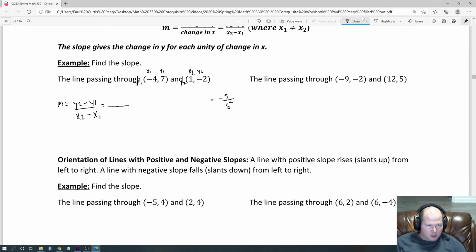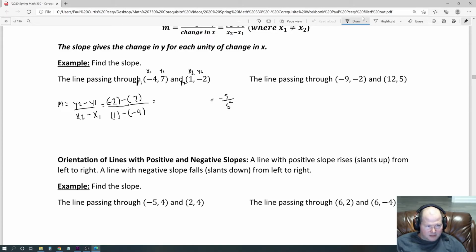Okay, so in the formula, we're looking for a y2. Well, where's my y2? It's right here. It's a -2, right? -2. And I'll put a parenthesis to represent substitution. Now, the next one I need is a y1. Where's my y1? It's a 7. I have an x2. What's my x2? Well, x2 is a 1. x1. What's an x1? It's a -4.